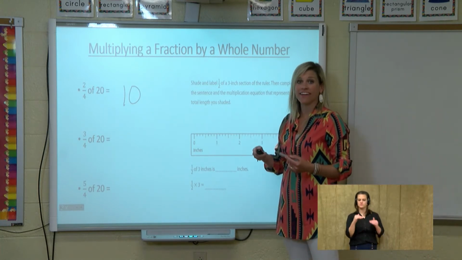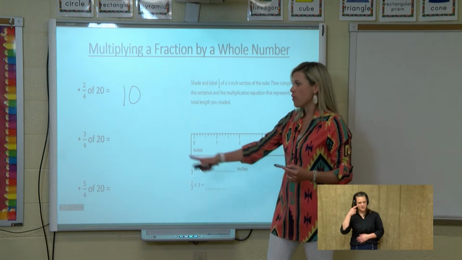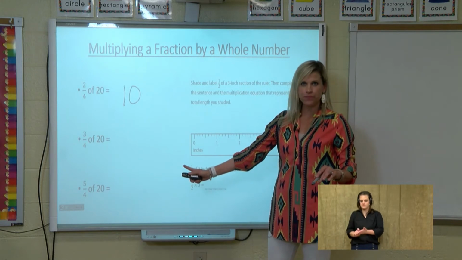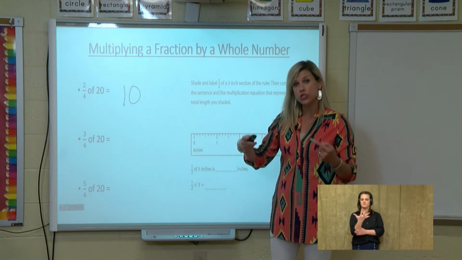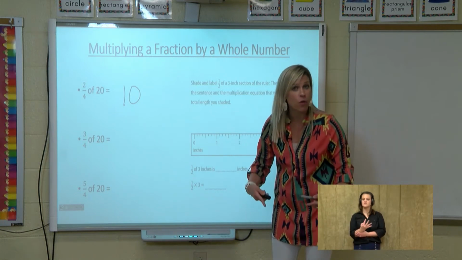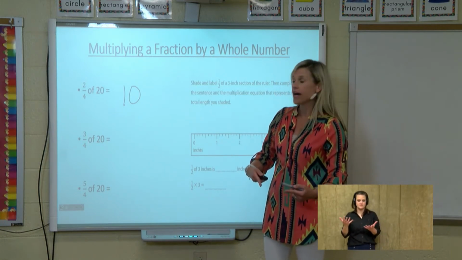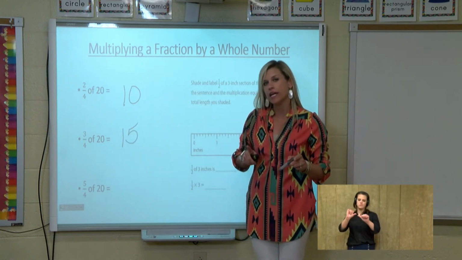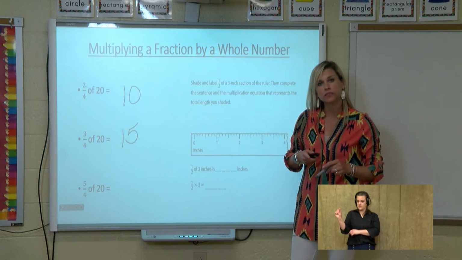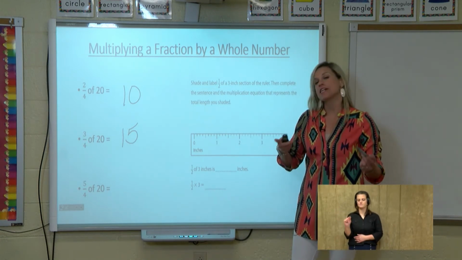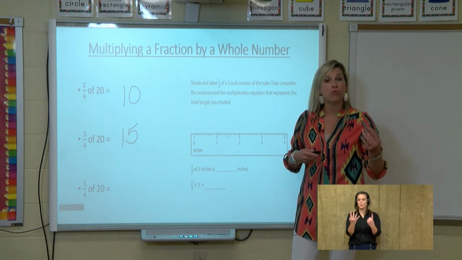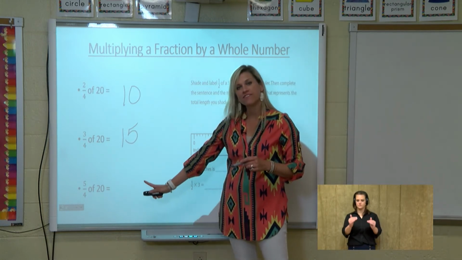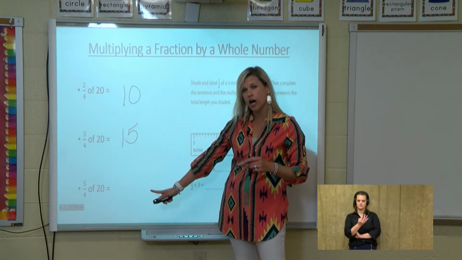So if we knew that 1/4 was 5, 2/4 was 10, do you think you can know what 3/4 of 20 is without solving it standard? Again, 1/4 is 5, 2/4 is 10, 3/4 is, yeah, 15. If we were to keep going, 4/4 of 20 should be 20, because 4/4 is 1 whole, and 1 times 20 is 20.